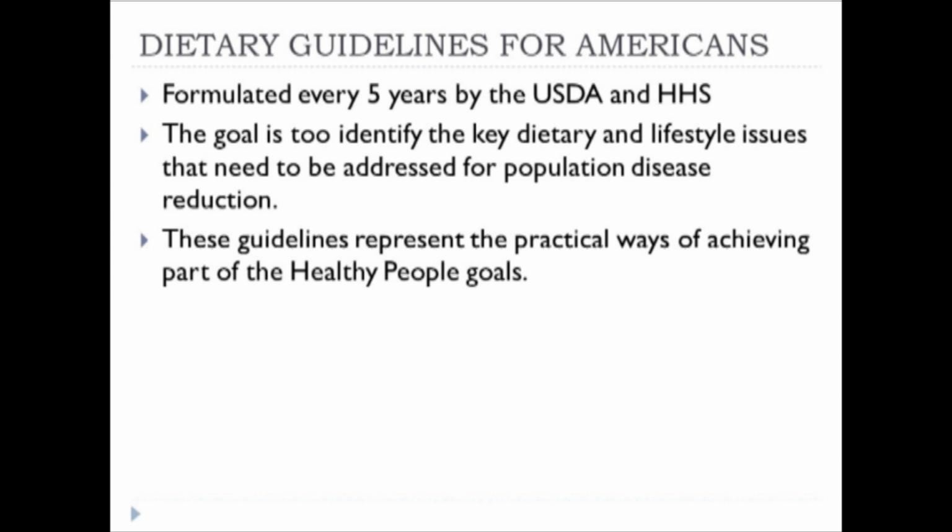One of the ways the government achieves or attempts to achieve a modification in disease rates in the population is to formulate or devise the Dietary Guidelines for Americans. They're formulated every 5 years by the United States Department of Agriculture, the USDA, and by the Department of Health and Human Services. The goal is to identify the key dietary as well as lifestyle issues that need to be addressed for population disease reduction to take place. These guidelines represent a practical, hands-on way of achieving part of the Healthy People goals.